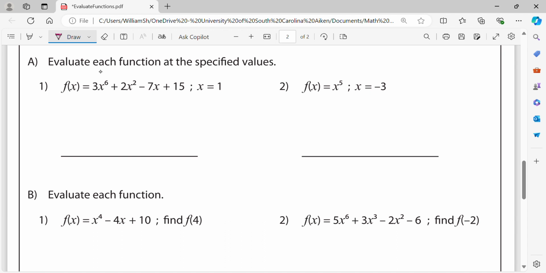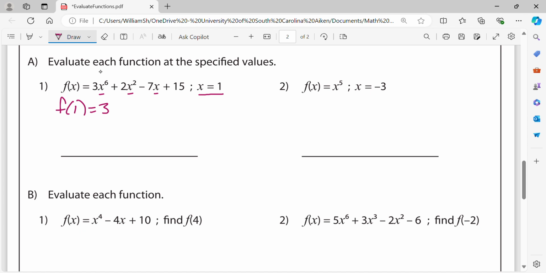So let's look at this first one. f of x equals 3x to the 6 plus 2x squared minus 7x plus 15. And we want to find when x equals 1, which basically means we want to plug 1 in for all of these x's. Okay, so let's find f of 1 in this case.